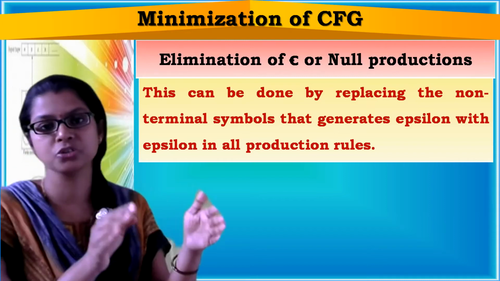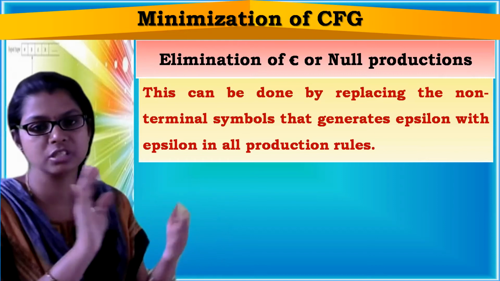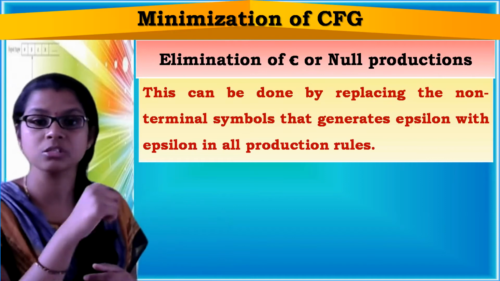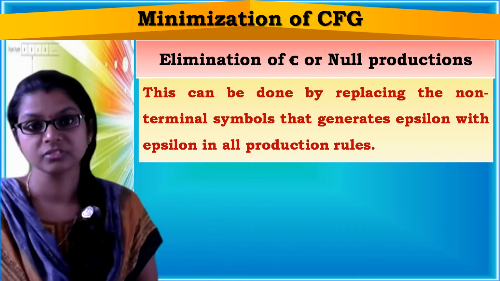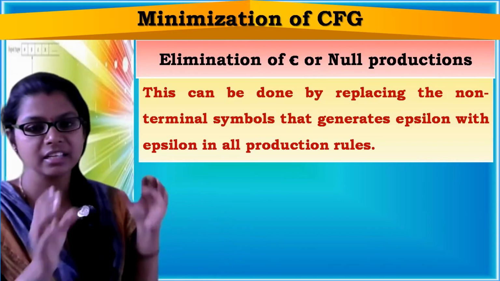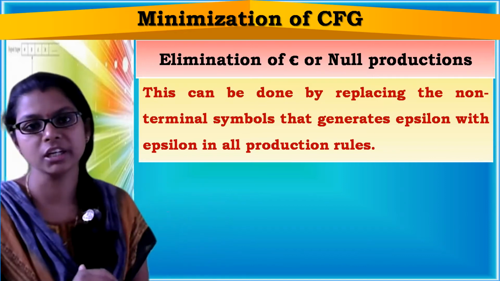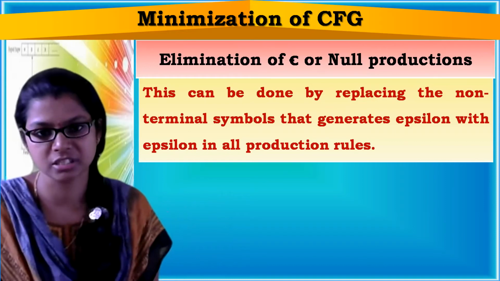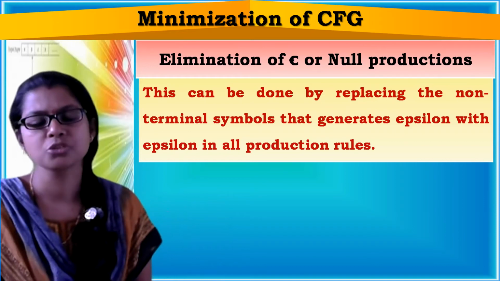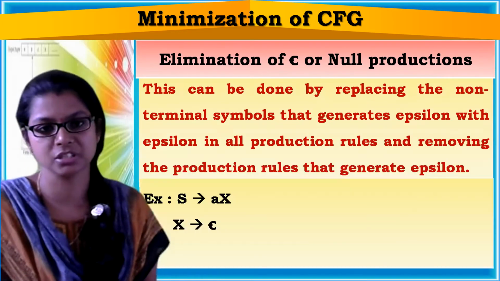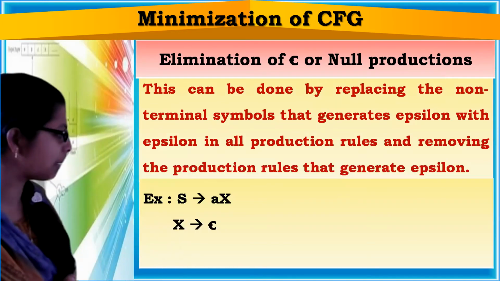Suppose A is producing epsilon, which means we have to replace A in all production rules with epsilon. Wherever that symbol A is present, in that place you have to keep epsilon in order to eliminate epsilon productions. Let's see one example so that we can clearly understand how to eliminate the epsilon productions.